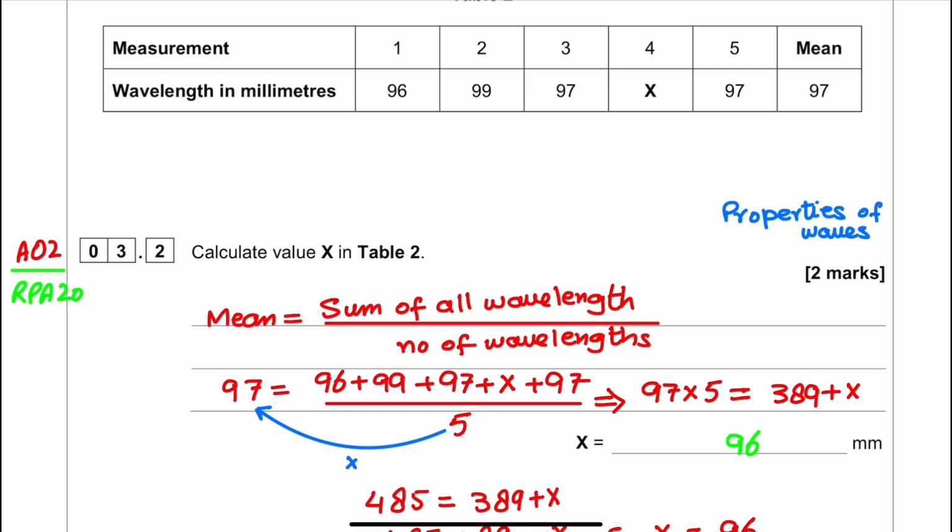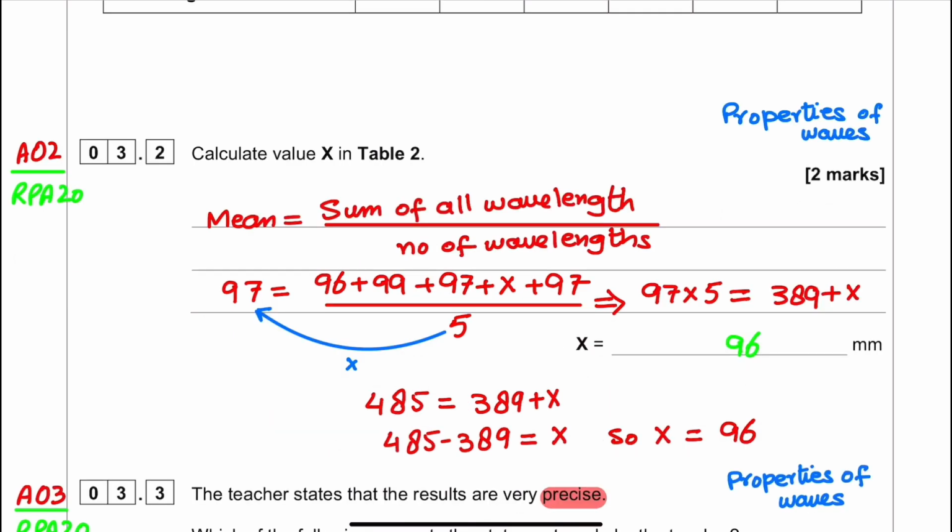So we will divide 96 plus 99 plus 97 plus x plus 97 by 5, which is equal to the mean value, and the mean value is already given, that is 97. We need to rearrange the values. So this 5 will go on the other side and will times 97, and we will get 97 times 5 equal to 389 plus x. If we add these values with the help of the calculator, we will get the answer 389. So when this 389 goes to the other side, we make x the subject. So the value of x is 96 millimeter with the help of the calculator.